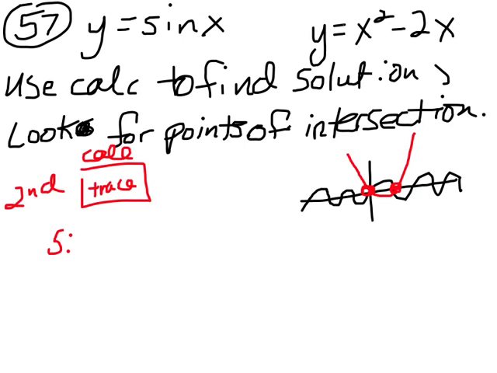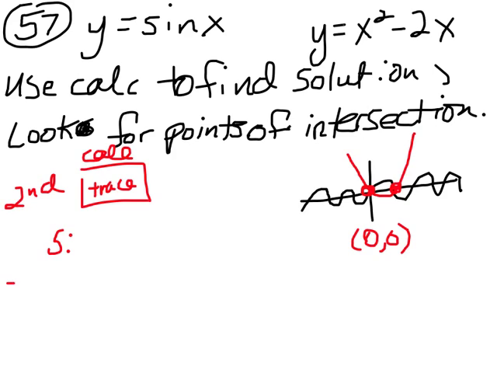Now we can only do 1 point at a time, so we're going to have to do this whole process twice. So I'm going to choose 5 for intersect, and then you're just going to move the cursor over one of the intersection points and go enter, enter, enter. And so we get one intersection point is 0, 0, and if you're looking at your calculator, that looks like what it's saying, okay?